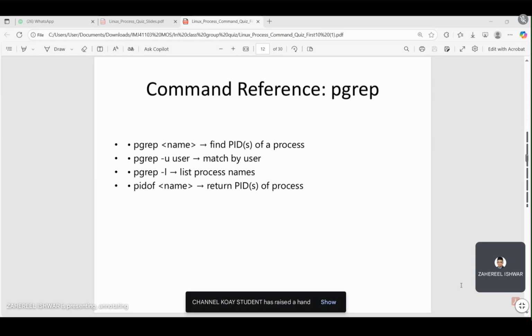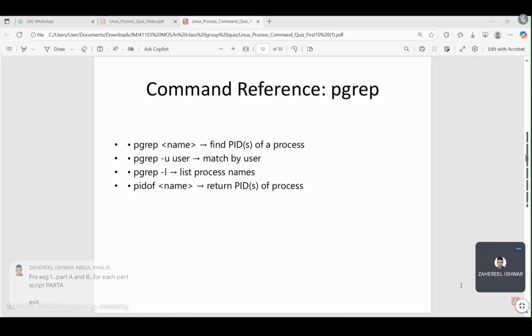Okay. Yes, Channel Quay, you're asking something? So I think you're not sharing your screen. Yeah, I'm not sharing. I just typed dekat chat dekat sini. Sorry, I haven't pressed enter just now.